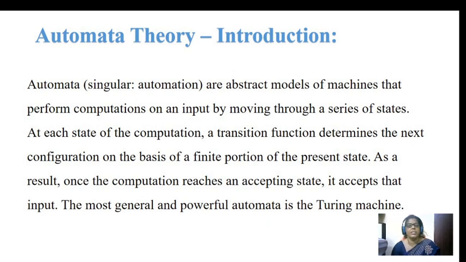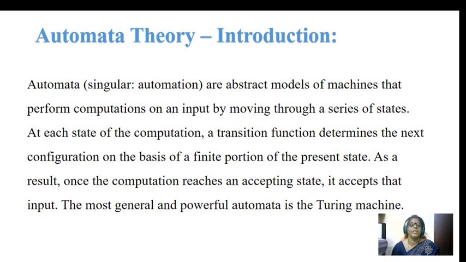Here the automata are abstract models of machines. We are just doing a mathematical formulation. That formulation, the computer people defined as a computer program. That program is inbuilt in that automatic machine. After that, the machine can process the program. Moving through the program is called transition. Finally we get the output.